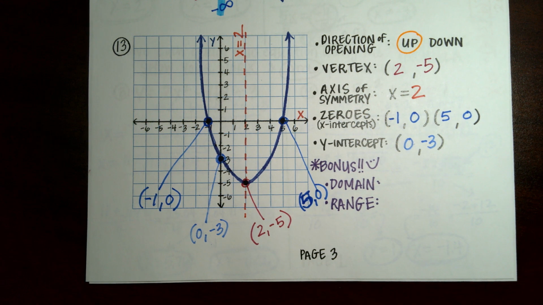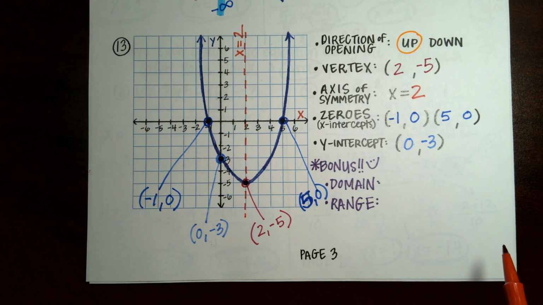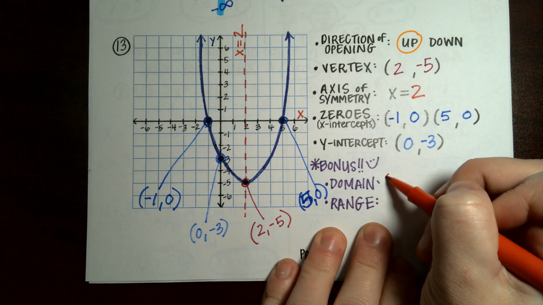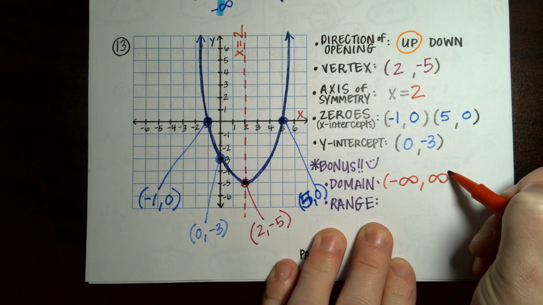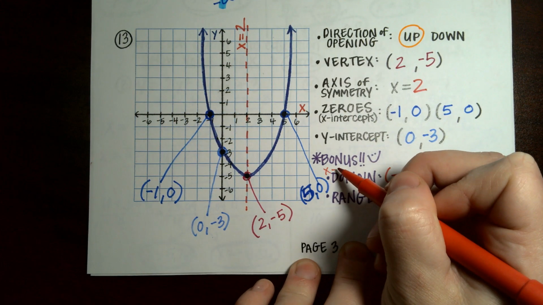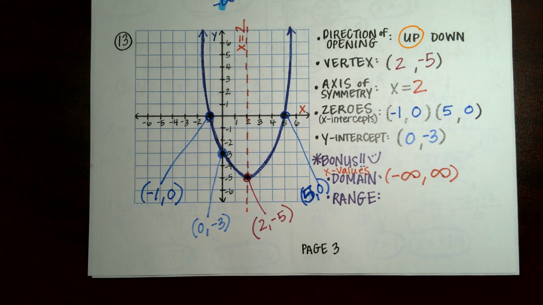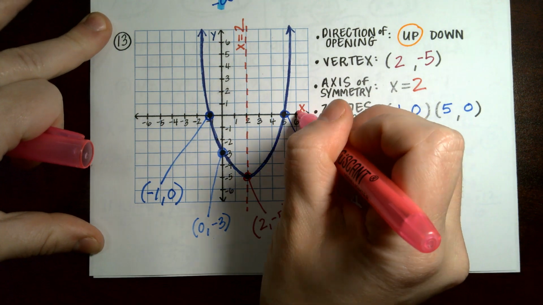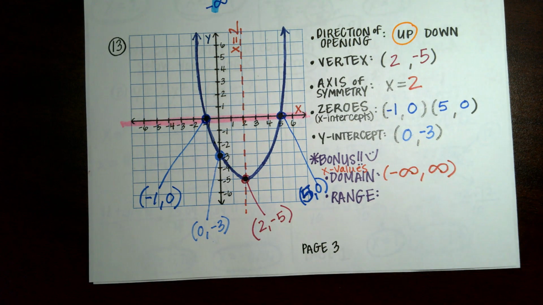Now here is a trick for domain and range. With a parabola, your domain will always be negative infinity, positive infinity. Every time. That will never change. So that's a free bonus point. If you just remember that on your quiz, this answer won't change. Your domain will not change, because it stretches forever in the right and the left direction.